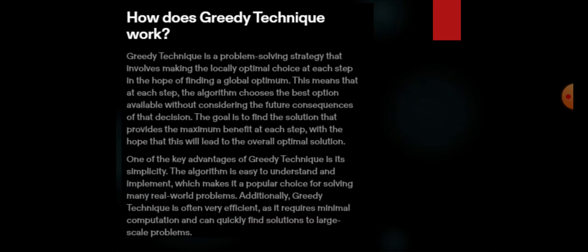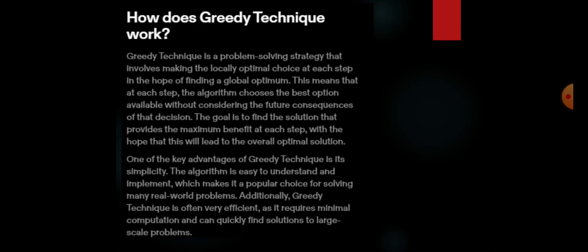So how does this greedy technique work? The greedy technique is a problem solving strategy that involves making a locally optimal choice at each step in the hope of finding a global optimal solution. This means that at each step the algorithm chooses the best option available without considering the future consequences. At the last, it compares all the possible solutions and takes the solution which will give the maximum benefit, which is going to be the overall optimal solution.